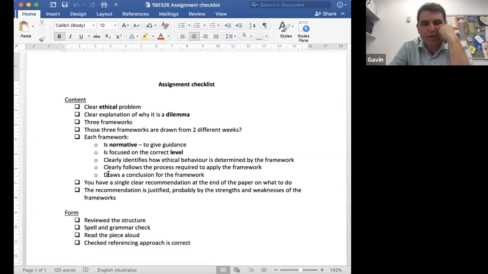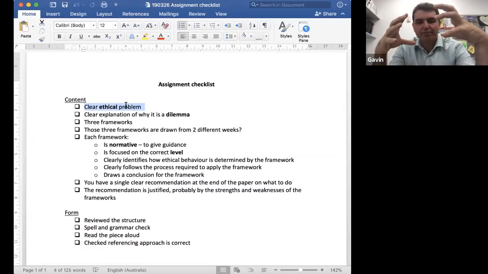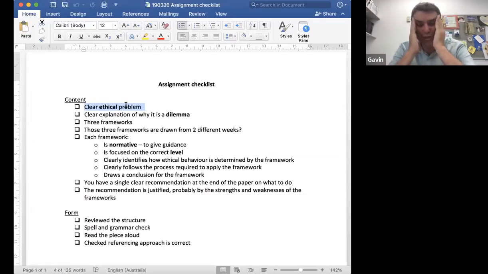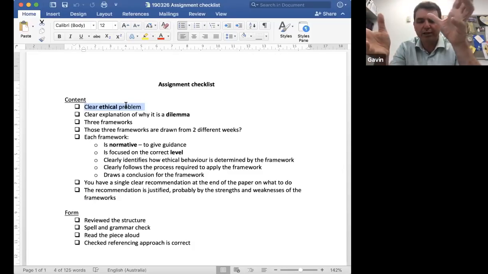But if you look at the content of what you should have, when you've finished your assignment, you should be clear on what the ethical problem is. So for instance, the 6 scenarios we put up are scenarios, but one of your first steps is to make sure you're clear about what that ethical problem is. What's the thing that someone is in danger of doing wrong? Okay, think about it that way. That's what you want to isolate and talk about.